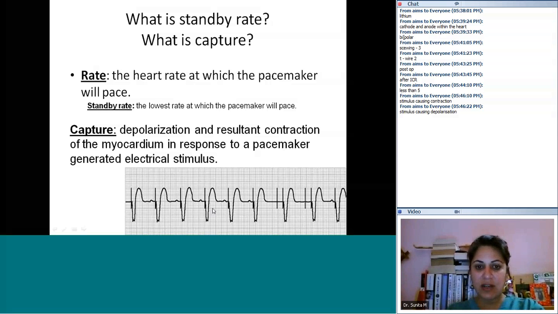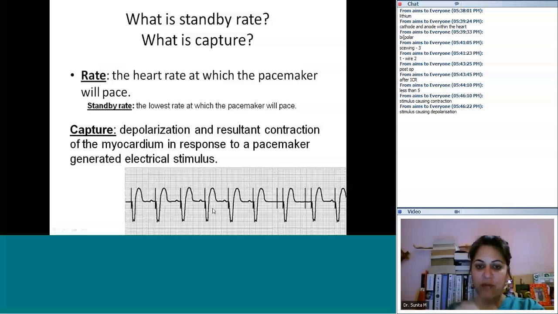Okay, now you can see in this ECG here, you have a P wave, you have a pacing spike, and then you have got a QRS. So what is getting captured in this ECG? Atria or ventricle?